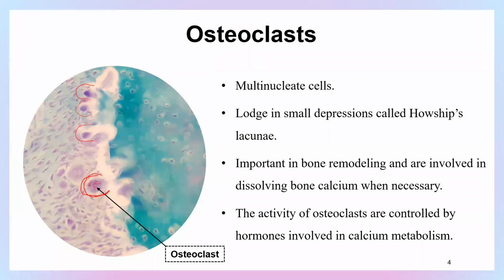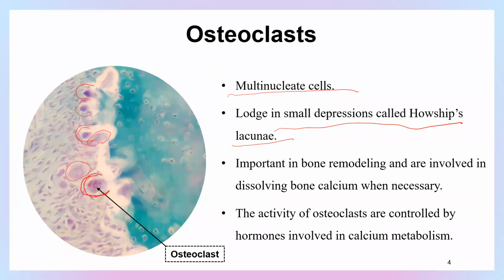Osteoclasts have multiple nuclei, as I told you, and they are inside this small depression, which we call the Howship's lacunae. This is important in bone remodeling and involved in dissolving calcium from the bone when it is necessary. We discussed this in the previous lecture, and they are controlled by hormonal activities. So this is the Howship's lacunae, and this is also an osteoclast.